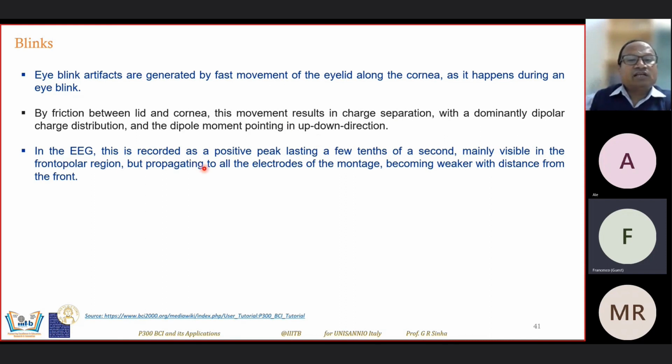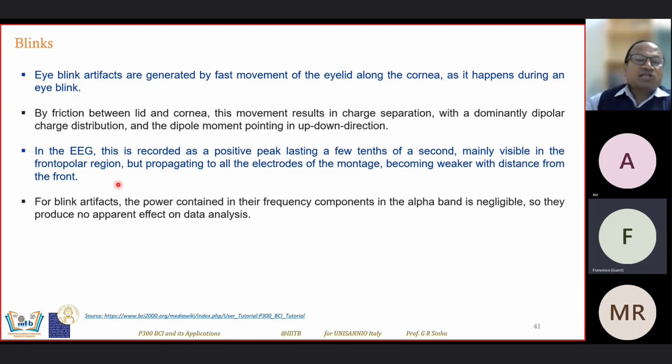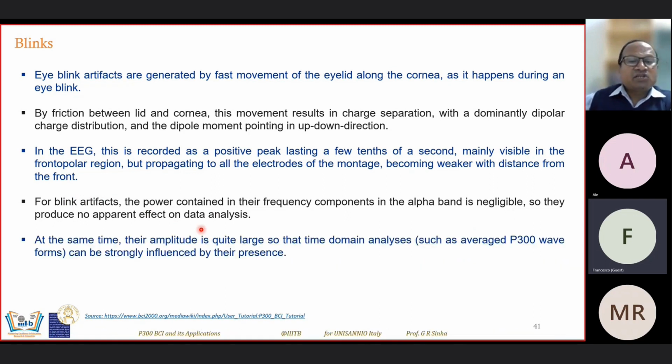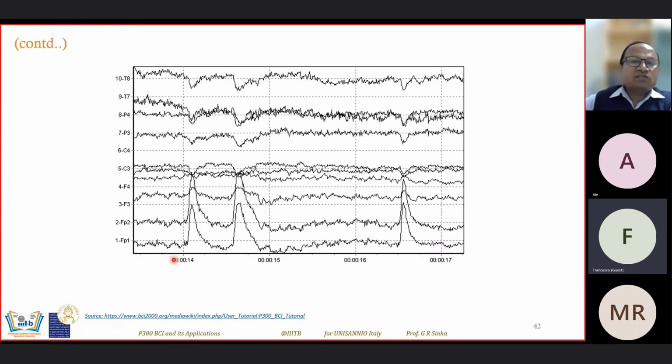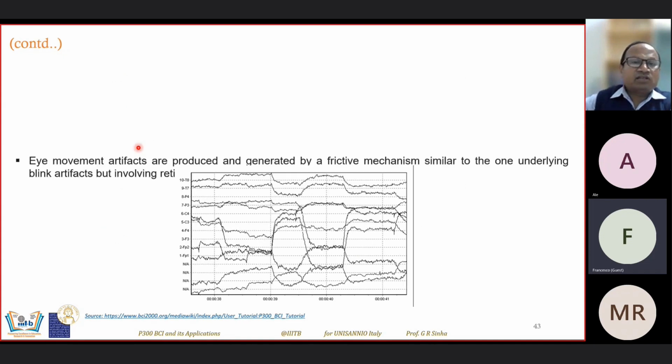In the EEG, this is recorded as a positive peak lasting a few tenths of a second, mainly visible in the front polar region, but propagating to all the electrodes on the montage, becoming weaker at distance from the front. But still, that can be measurably seen. For blink artifacts, power content in the frequency components of the alpha band is negligible, so they produce no apparent effect on data analysis. At the same time, the amplitude is quite large, so that time domain analysis can be strongly influenced by the response. Like this is from the different areas and the different signals which are recorded, reducing the interference.